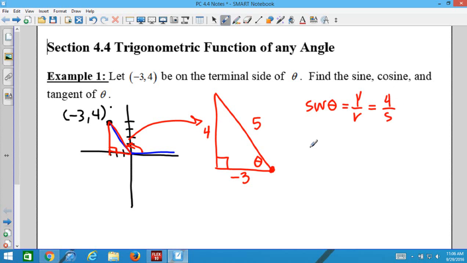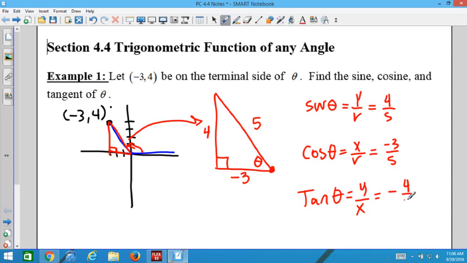All right, then we're going to do cosine. What's the formula for cosine? x over r. And that is negative 3/5. And then tangent is y over x. So that would be negative 4/3. Notice how I pulled that negative and I put it in front, not on the bottom. Good.